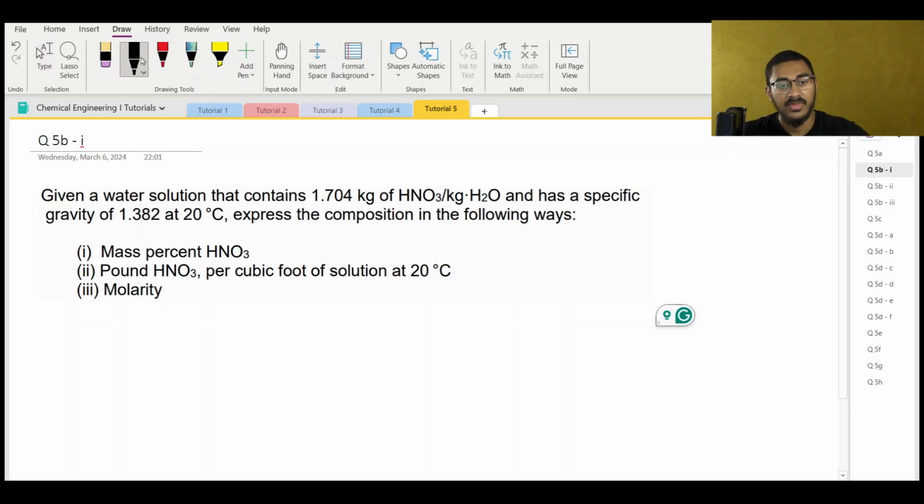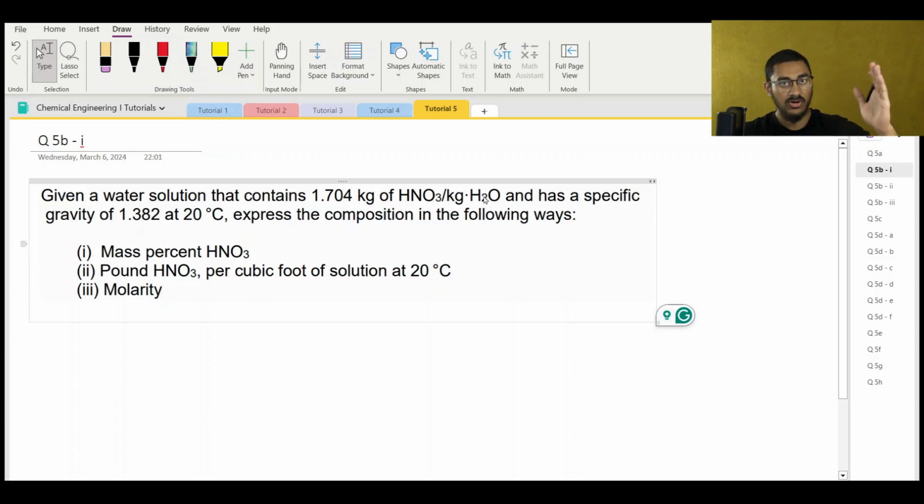So let's begin. They say you are given a water solution and it contains 1.7 kilograms of nitric acid, that's HNO3, for every 1 kilogram of water. And it has an SG, or specific gravity, of 1.832 at 20 degrees Celsius. By now you should be a master at converting SG to density, so you know that this means it's got a density of 1,382 kilograms per cubic meter. So it's a little bit heavier than water.